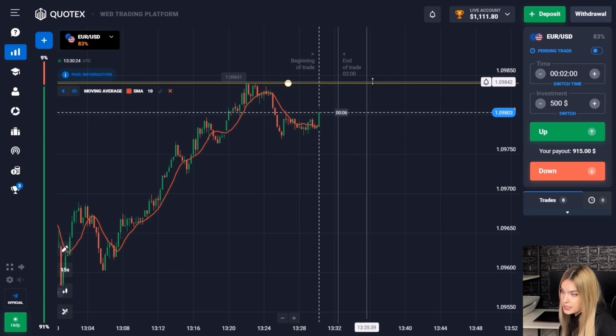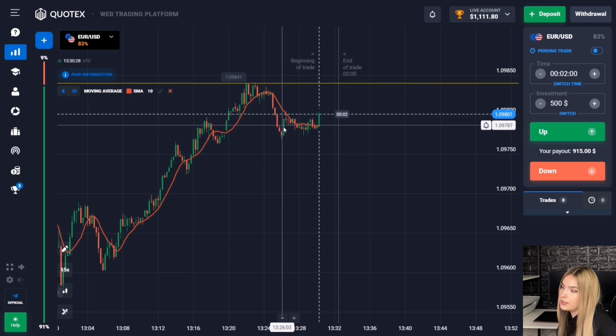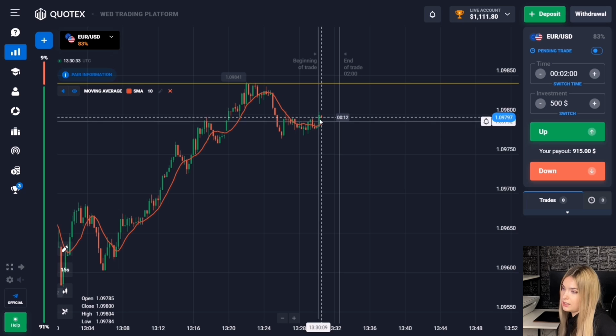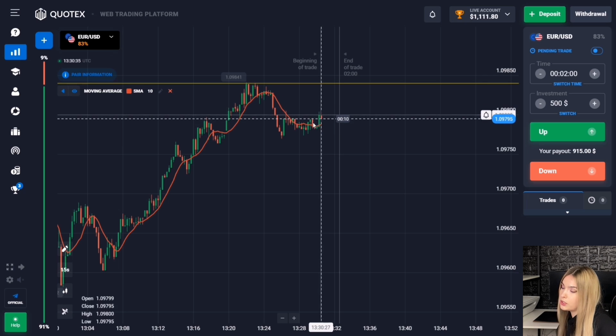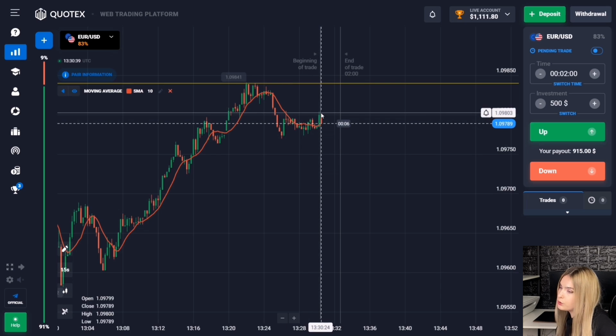Here we have a resistance level. We also see that there was a pullback down from the level, and after a while the price got into the pro trading zone, moving in this range. Also, the overall price potential is going up. I think that in the near future the price will continue to move towards the level.